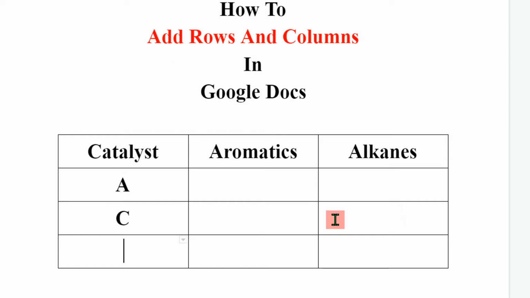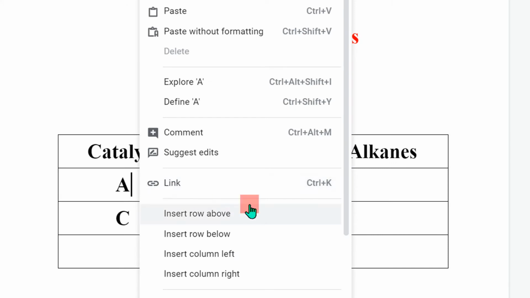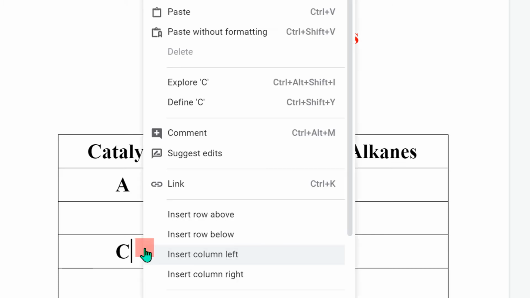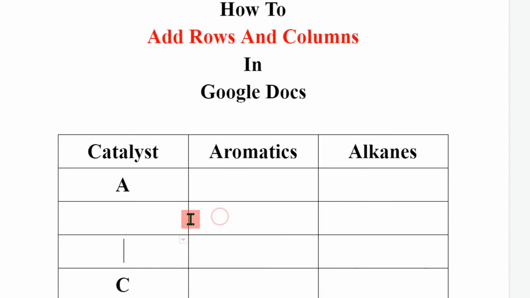If you want to insert the row in between, say suppose here between A and C, then click inside any cell and then right click inside the cell, and here you will see the option insert row below. Click on insert row below and you will see that the row is now inserted. If you want to insert the row above, then click on insert row above.